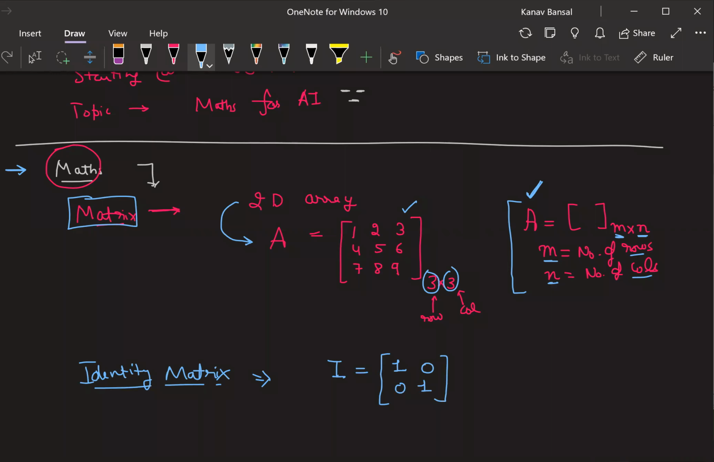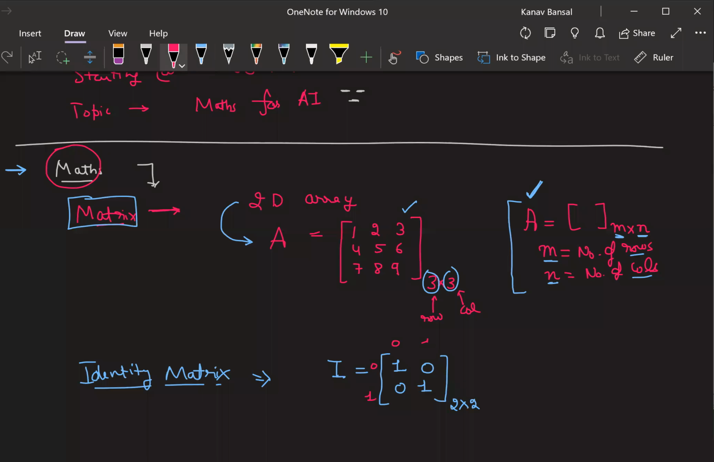What is the shape of this matrix? 2 cross 2, correct. So 2 rows and 2 columns. And do you see that all the diagonal elements in this matrix are nothing but 1? What is a diagonal element?